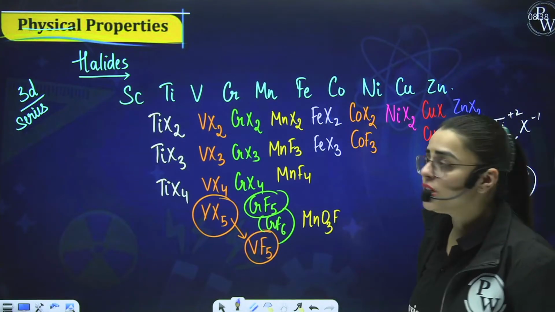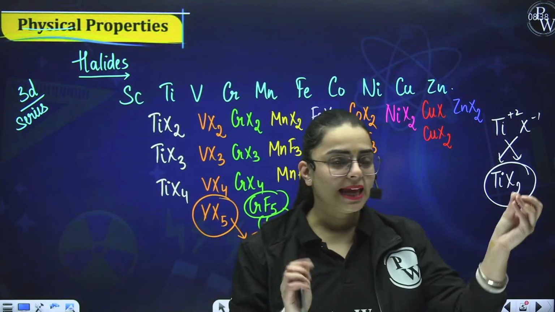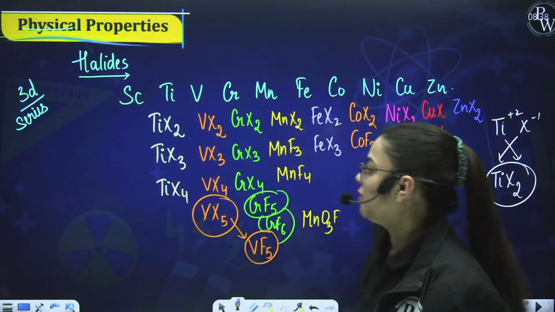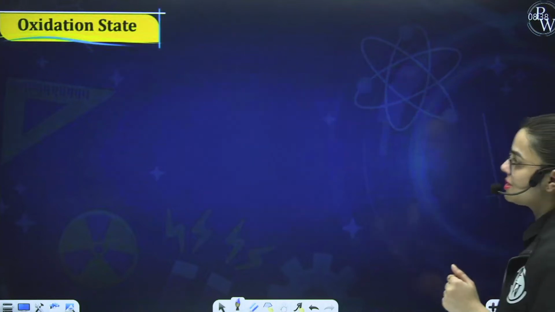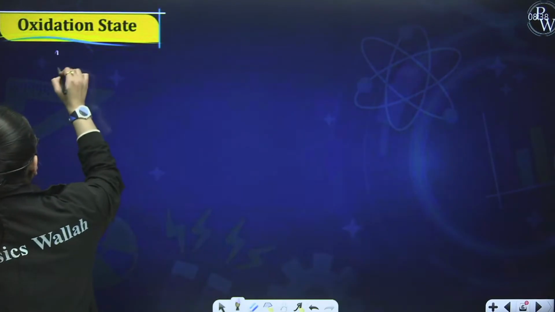Okay. Now we shall proceed towards the next part. As I've told you, all of these d-block elements shall form halides and shall form oxides both. So we have done the halide section. Now moving on to the oxide section based upon their oxidation state. Now we shall be seeing the formation of oxides.